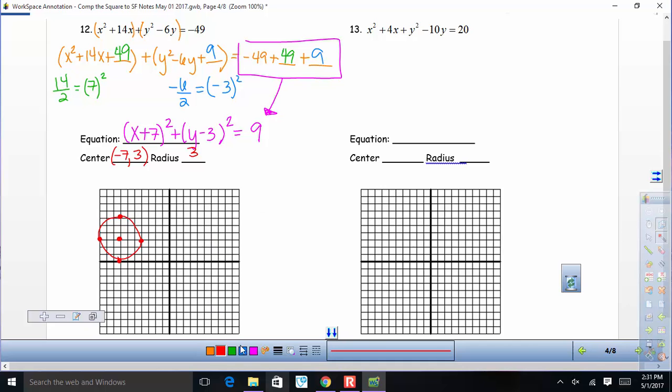So 13, the first thing I want to do is group my x's. So what would my x parentheses look like? X squared plus 4x plus blank. Uh-huh. X squared plus 4x plus blank.